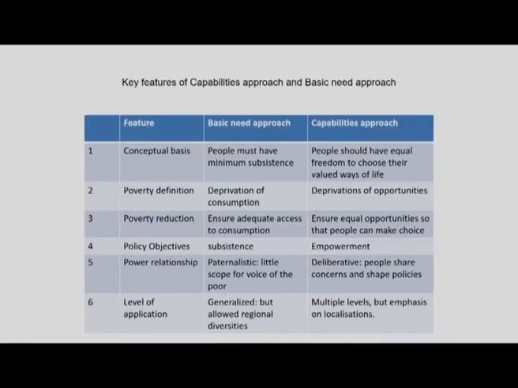So, it is looking only at a subsistence level, whereas the capabilities approach, which is trying to meet the needs of all sections of the community or the entire population, looking at various facets of development of an individual, has a more empowering policy objective. In terms of power relationship, the basic needs approach is paternalistic. It has little scope for voice of the poor, whereas the capabilities approach is deliberative. People share concerns and shape policies.